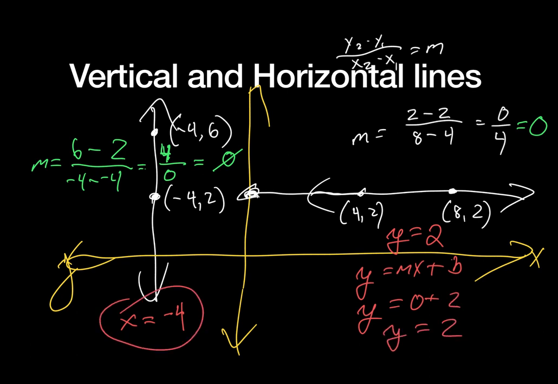This one over here is not in slope-intercept form because there is no y. Well, if there's no slope, which means it's undefined slope. So a vertical line has no slope. A horizontal line has 0 slope.